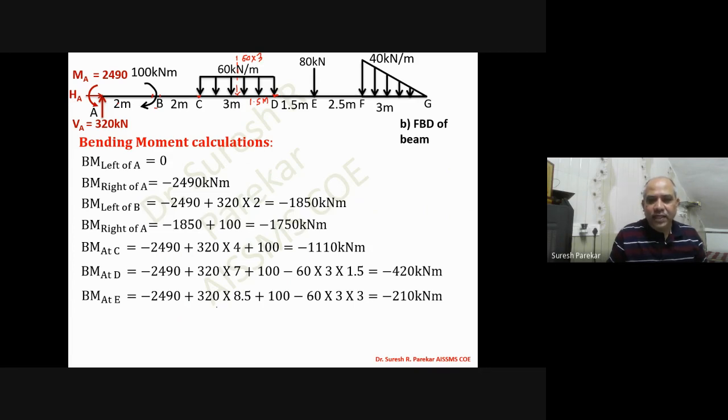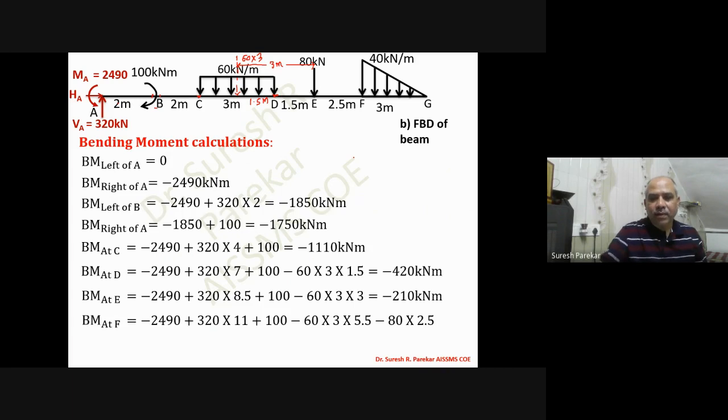So minus 2490 plus 320 into 8.5 plus 100 minus 60 into 3. This will be the total load. And the distance from E we have as 3 meters, so these distances we have to consider. Then at F, we have 320 into 11 plus 100 minus 60 into 3 into 5.5. Till this 3, this 2.2 will be added and that will be 5.5, and then minus 80 into 2.5, that will be at F. And then at F we will have minus 60, and at G we need not calculate. Definitely it should come as 0.